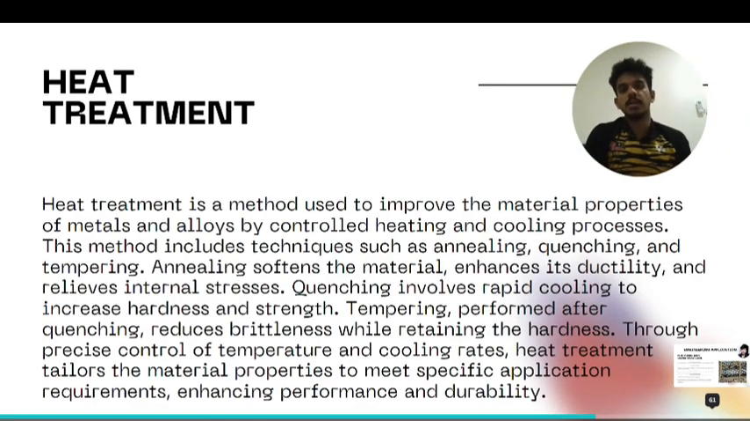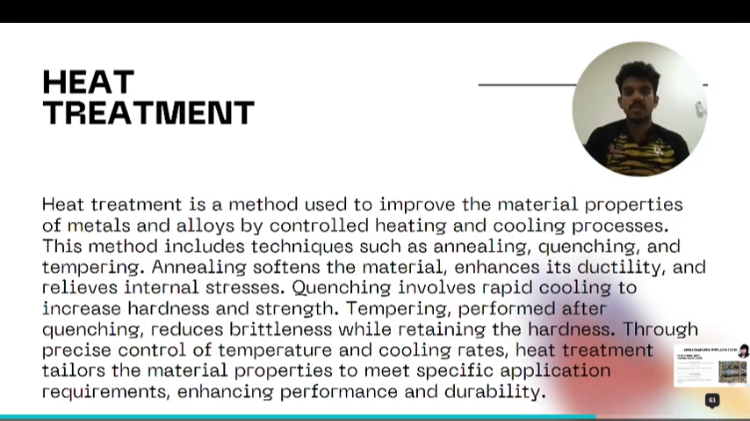Another method is by using heat treatment. So what is heat treatment? Heat treatment is a method used to improve the material properties of metals and alloys, which in our case is nickel alloy, by controlling the heating and cooling process. This method includes techniques such as annealing, quenching, and tempering.